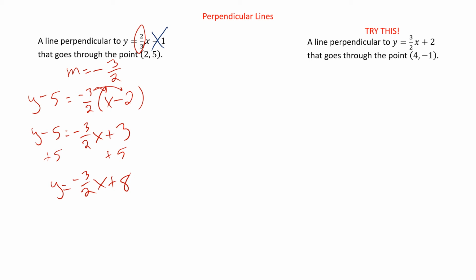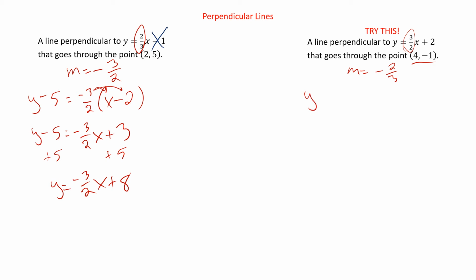Do you think you got it? All right, well, let's take a look. So the first thing is we have the slope is 3 over 2, which means the slope of our perpendicular line needs to be negative. It'll be 2 over 3 because we have to flip it. And our point is (4, -1).